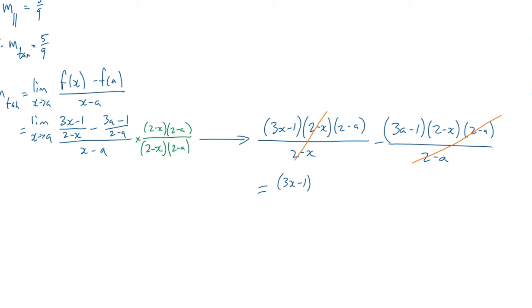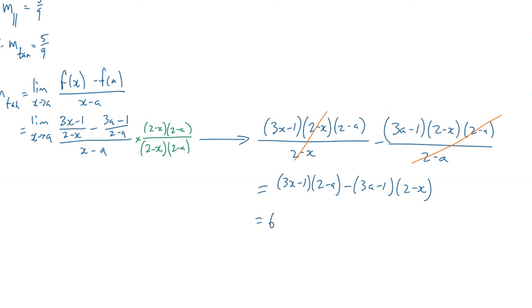3x minus 1, 2 minus a, minus 3a minus 1, 2 minus x. And I mean, we can go back and do this in the actual original question, but again, rewriting the limit statement every time over x minus a, I guess we're just being lazy here. So we're just going to expand.